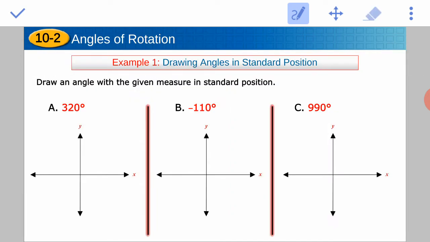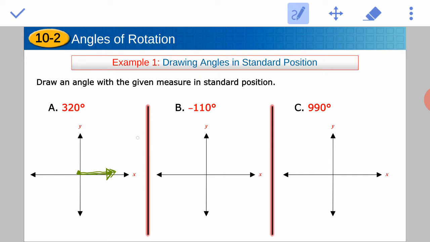Example 1, draw an angle with the given measure in standard position. So our job is to draw an angle in the standard position. The first one is 320 degrees. Again, guys, we start from the origin point. This is the vertex of the angle, and we draw the initial side exactly on the positive direction of the x-axis. So this is our initial side of that angle. And we need to identify the direction of rotation. Because the measure is positive, the direction of the rotation is going to be counterclockwise.